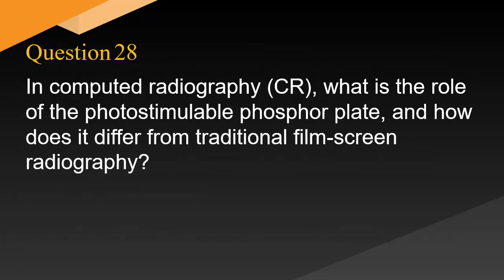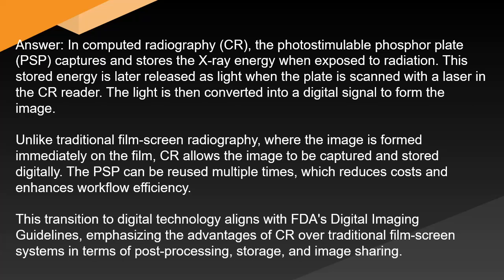In computed radiography, CR, what is the role of the photostimulable phosphor plate and how does it differ from traditional film screen radiography? Answer: In computed radiography, CR, the photostimulable phosphor plate, PSP, captures and stores the X-ray energy when exposed to radiation. This stored energy is later released as light when the plate is scanned with a laser in the CR reader. The light is then converted into a digital signal to form the image.